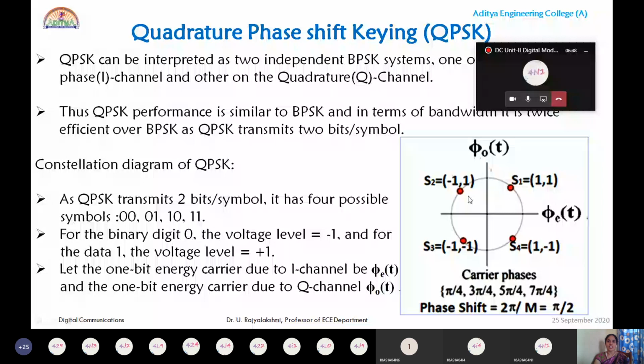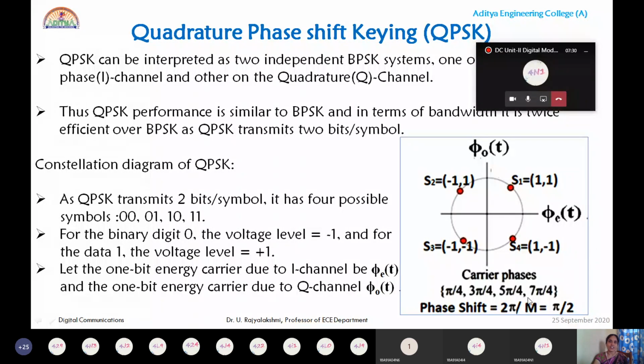Please observe the QPSK constellation. Here we have 4 symbols, S1, S2, S3, S4, and these 4 symbols are constructed based on the 2 input bits. The input data bits can be either 0 or 1. Because 2 bits are grouped, the 4 possible combinations are 0 0, 0 1, 1 0 and 1 1. For binary data 0, we assume the voltage level as -1, and for binary data 1, we consider the magnitude as +1. That means you are converting unipolar to bipolar.